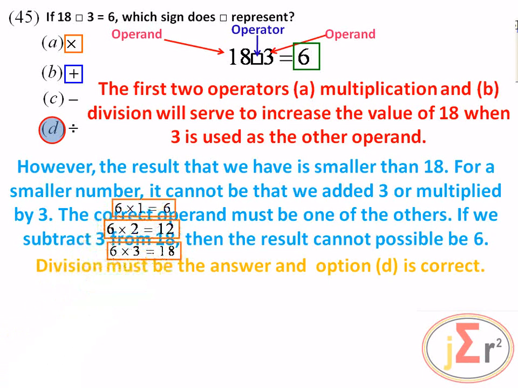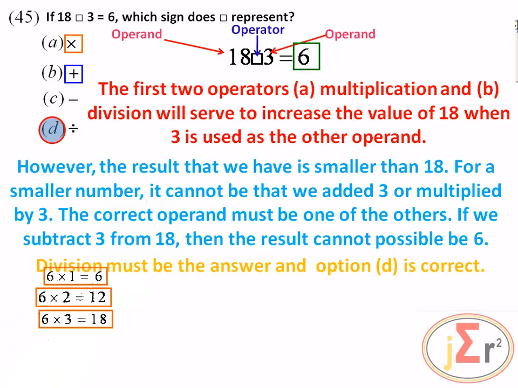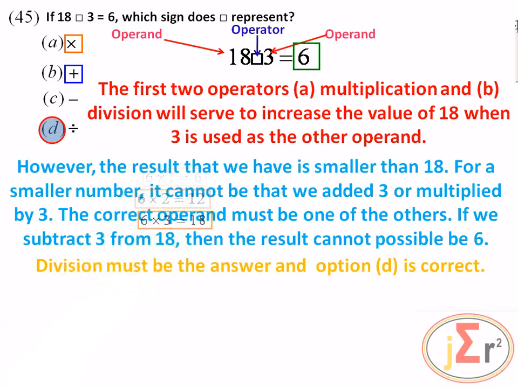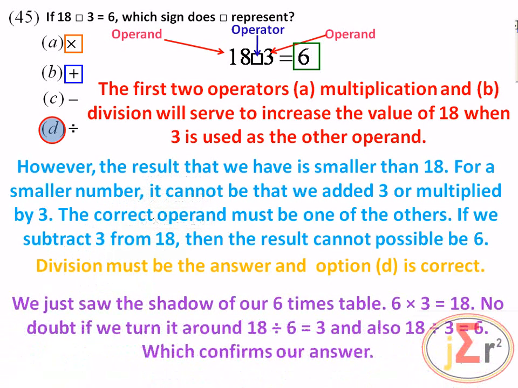So there is a figment of your 6 times table, and we are not going to put it there forever. It's going to disappear in a few seconds. 6 times 3 is 18. We just saw the shadow of our 6 times table. 6 multiplied by 3 is equal to 18. No doubt, if we turn it around, 18 divided by 6 is equal to 3, and 18 divided by 3 is equal to 6. This will confirm that the answer should be achieved by division, and that also confirms that our answer is option D.